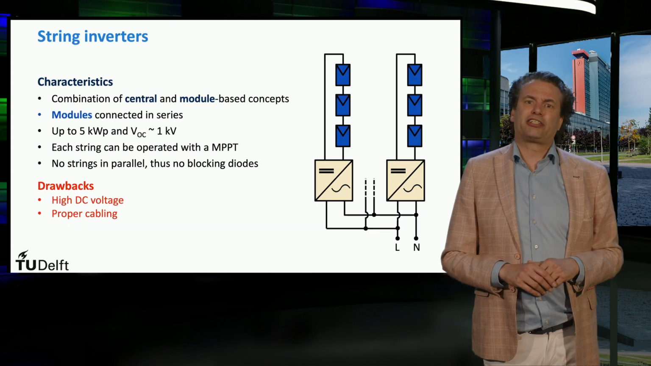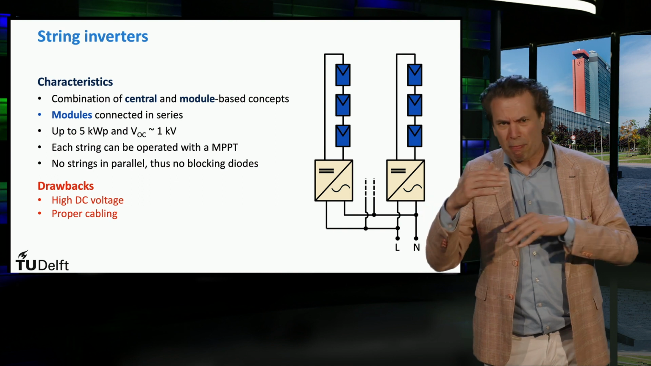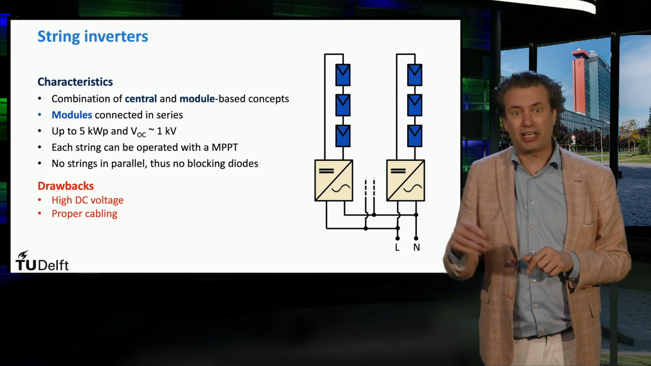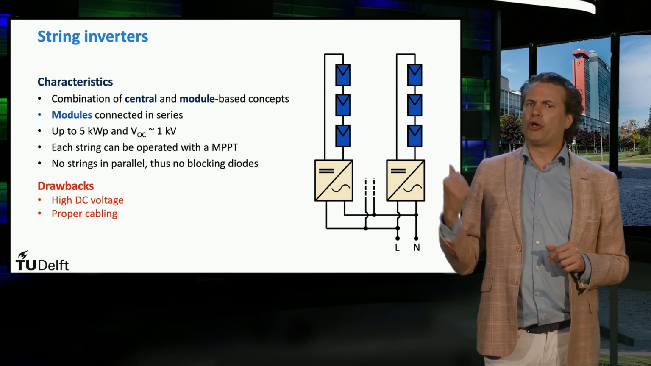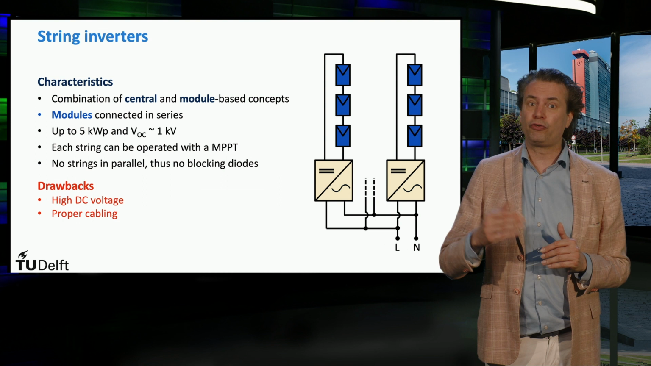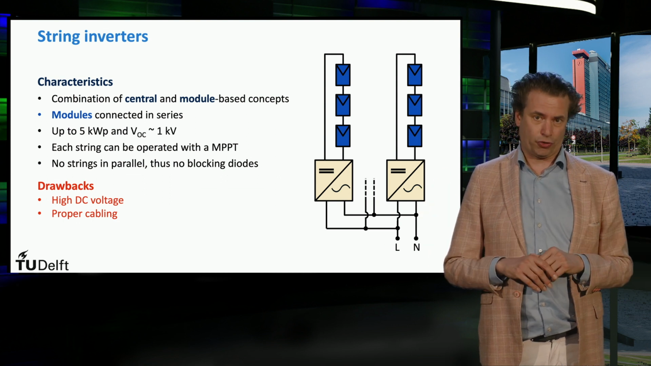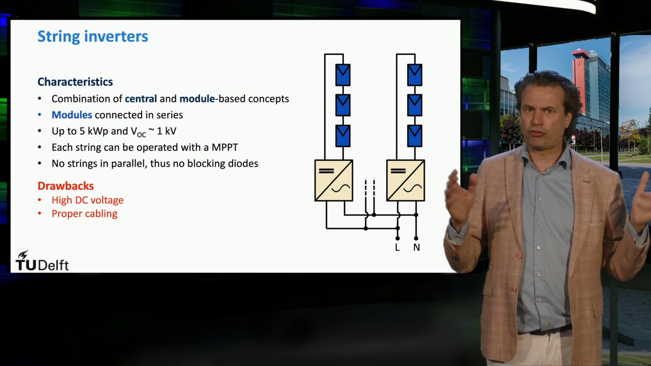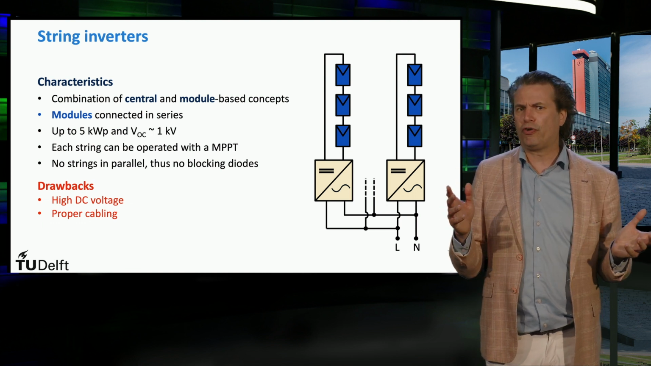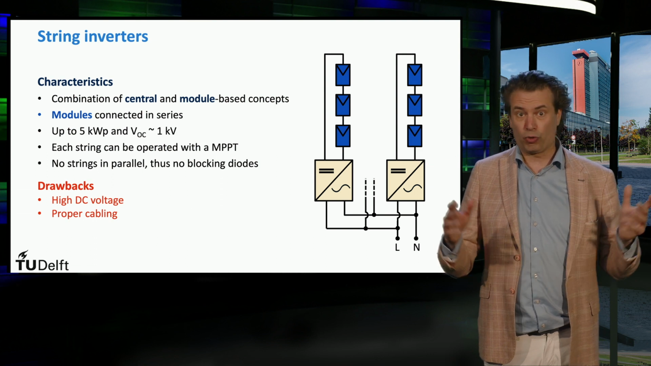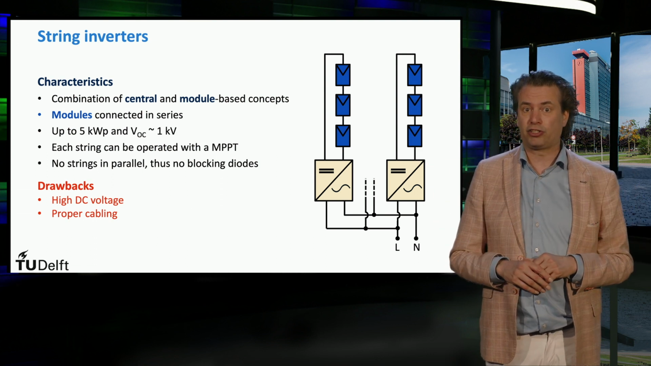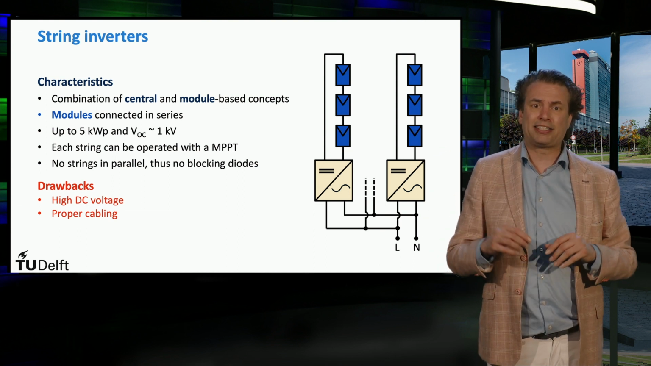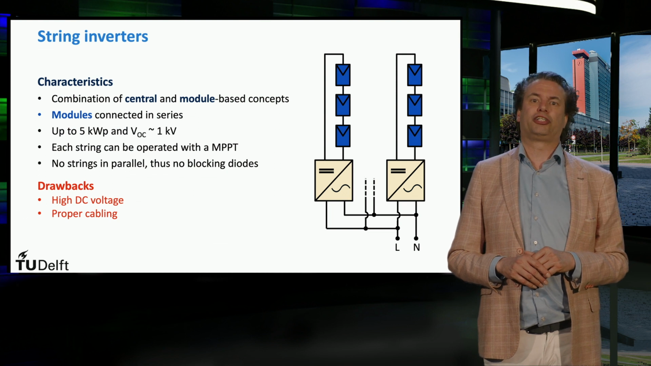The next architecture features string inverters, which combine the advantages of the central and the module integrated concept with little trade-off. Here the modules are connected in series to form a string, like for the central inverter concept, with a power rating of up to 5 to 6 kilowatt peak in one-phase configurations, and the open circuit voltage is up to 1 kilovolt, which already exposes one disadvantage of this topology, since high DC voltages require special consideration, as in case of the central inverter architecture.